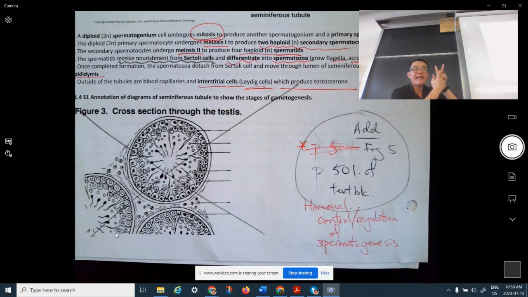FSH and LH are made by the pituitary gland. Guys have a pituitary gland too, thankfully. So in this case, guys would also make FSH and LH. We just don't make estrogen and progesterone. Are we good? Okay.